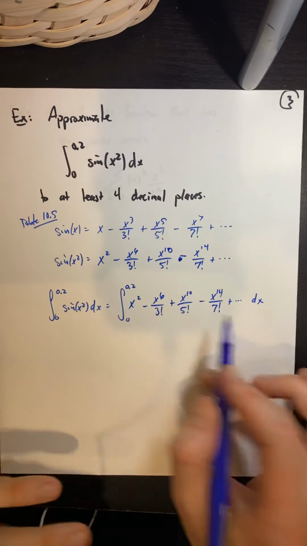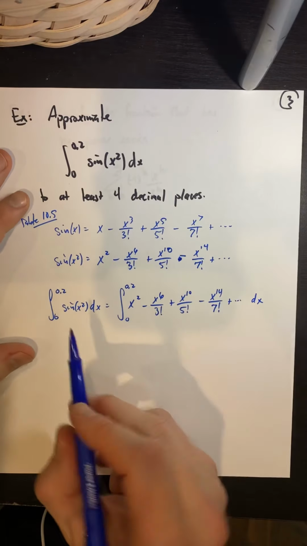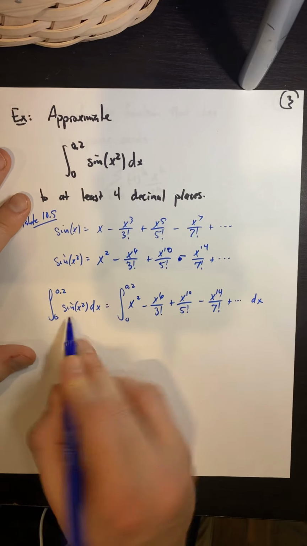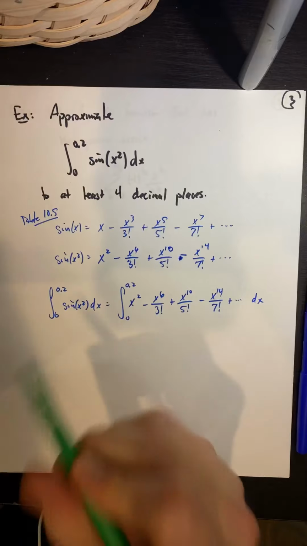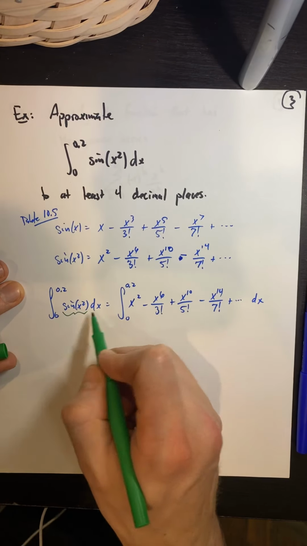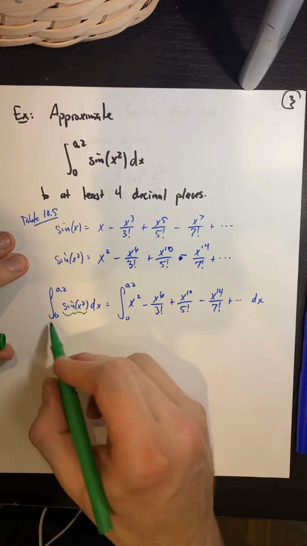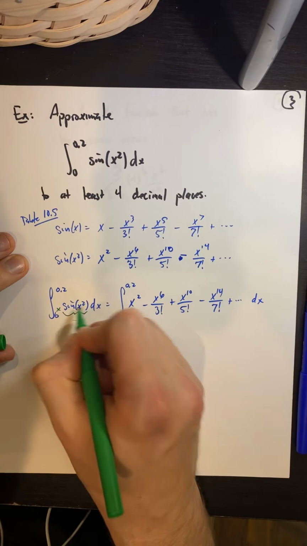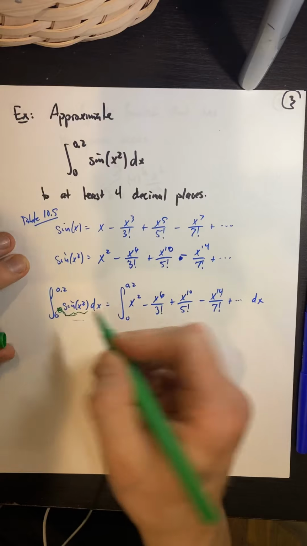Now, why are we doing this? So the motivation here is that it's very difficult, or maybe even impossible, to find an antiderivative of this thing. I can't use u sub, I can't use integration by parts. If there was an x here, I'd be able to use u sub, but I can't do it. It's not there.